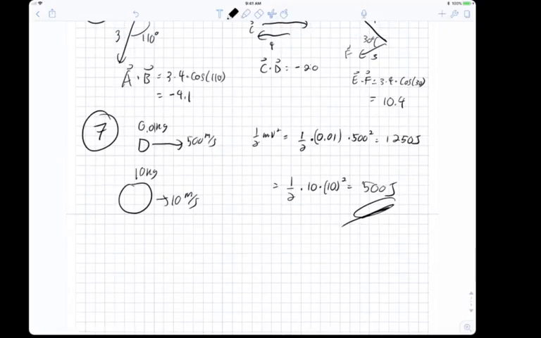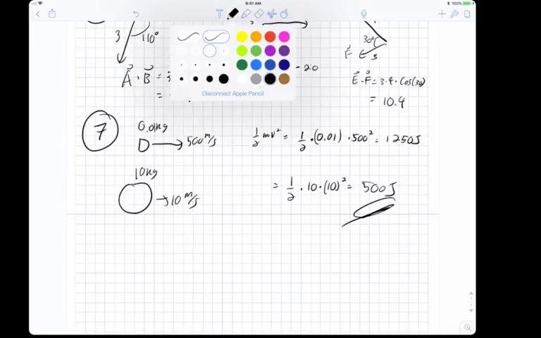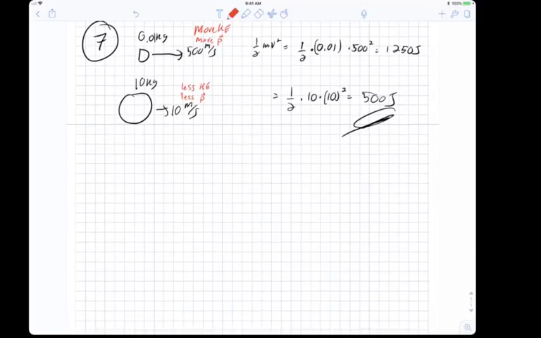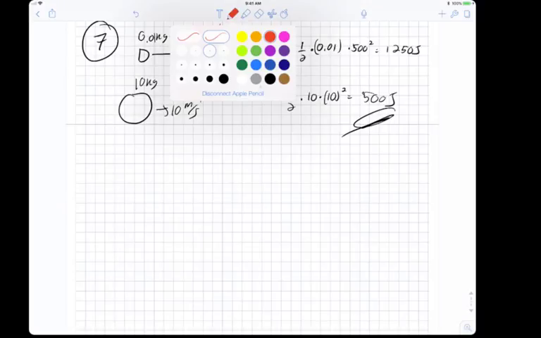Which one has more momentum? 500 times 0.01, that's 5. Okay, this is kind of neat. This one has more energy. This one has less energy. This one has more momentum. And this one has less momentum. That's fun, right? We just want to compare them. Just comparing these two. The question's not asking for it, but always pays to look around.